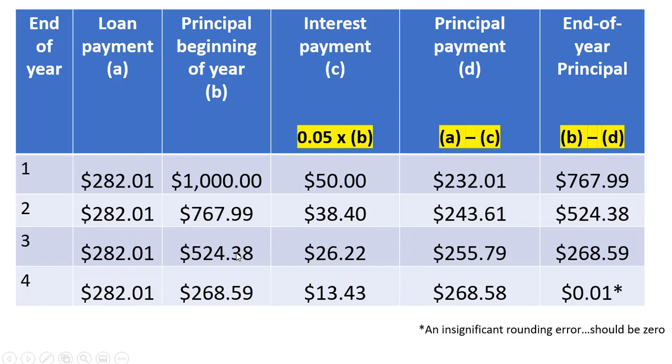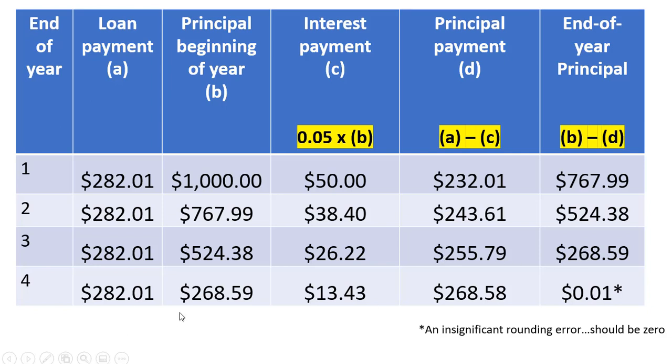So at the beginning of the third year, you have $524 outstanding of the loan. Interest on that at 5% means $26.22 of your fixed loan payment represents the interest payment. The remaining part pays down the principal, and so on.